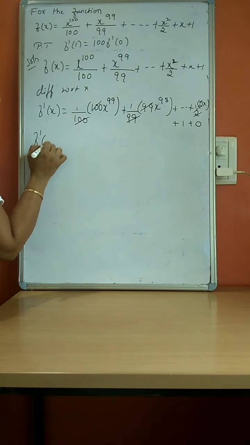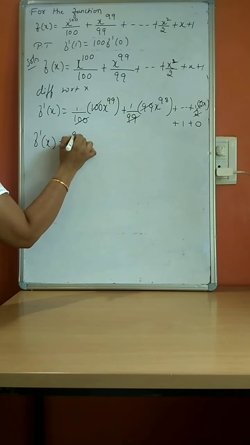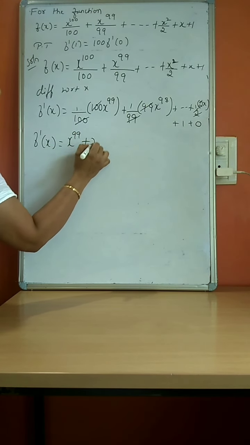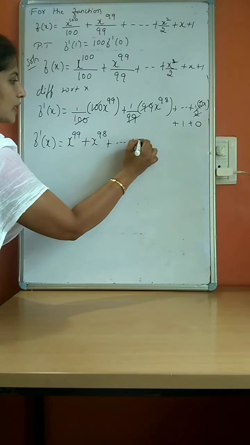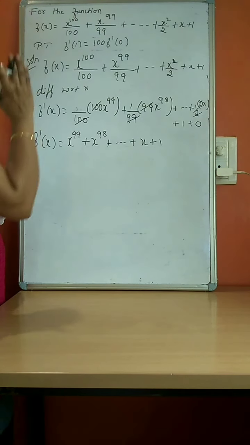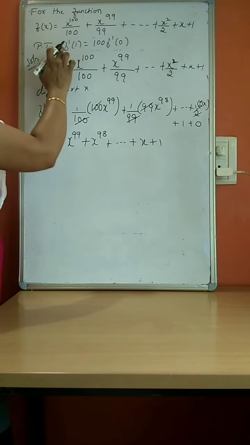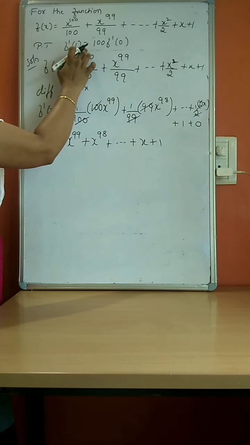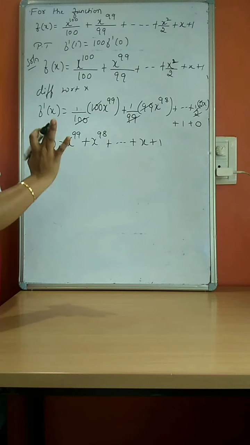Therefore what we get? F dash of x is equal to x to the power of 99 plus x to the power of 98 plus etc., x plus 1. Okay? See what we are going to prove after finding f dash of x. We have to check that f dash of 1 must be equal to 100 times f dash of 0.